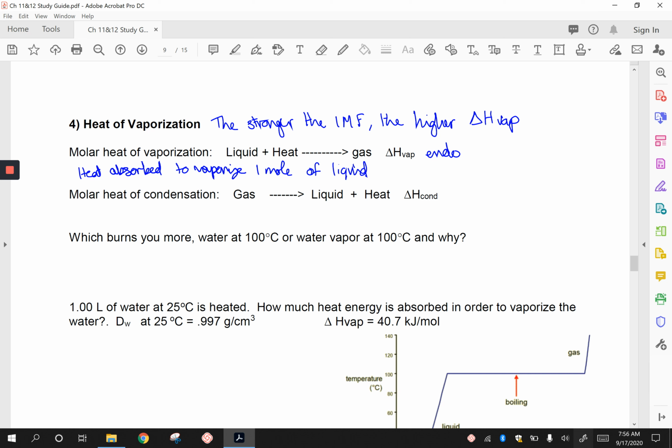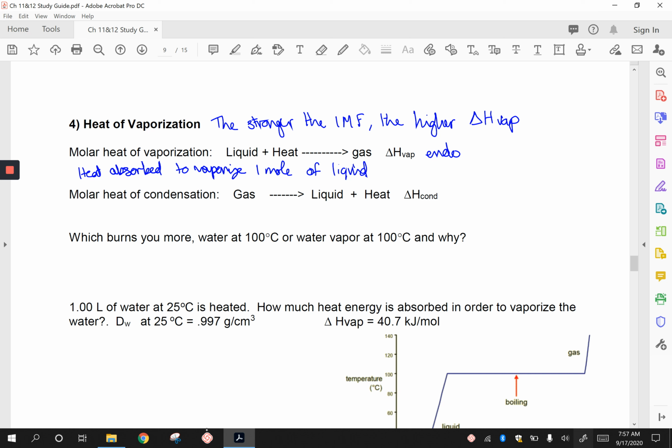Remember, that's how sweat cools your body. So when you sweat, it's a liquid sitting on your skin. And so in order for that liquid to vaporize, turn into gas, it needs to absorb some heat. So where is it going to absorb the heat from? Your body. And so it takes away the heat from your body in order for the sweat to evaporate, and it leaves your body cooler.